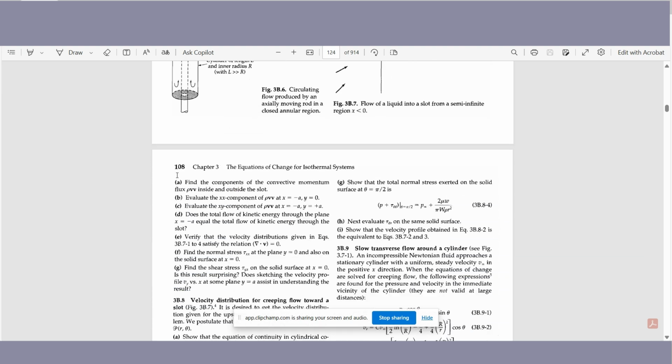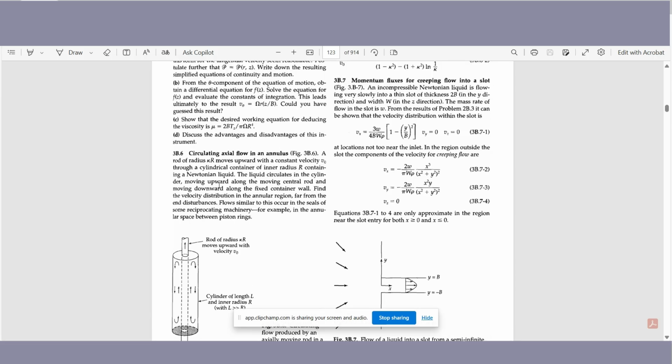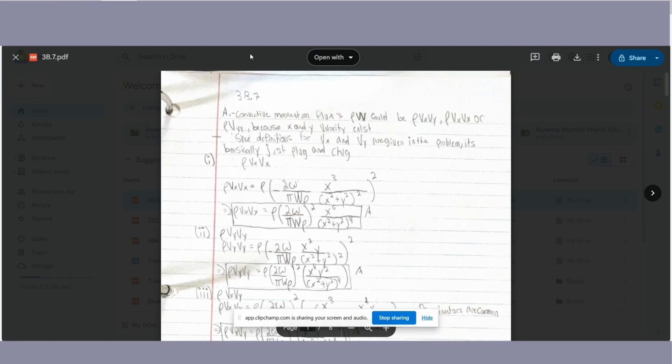The first part of the problem: find the components of the convective momentum flux, rho VV, inside and outside of the slot. This is pretty simple. You take rho VV, and the only possible options for that are rho VX VY, rho VX VX, or rho VY VY, because VZ equals 0. So those are the only options.